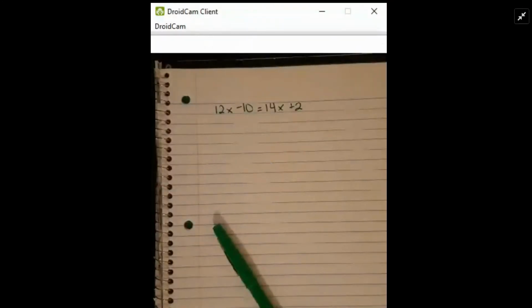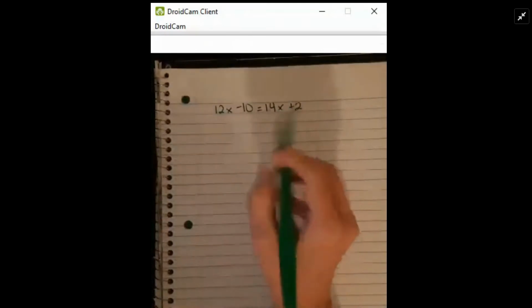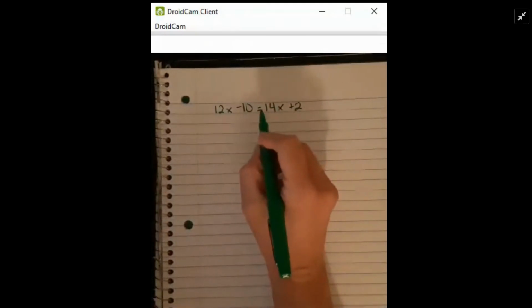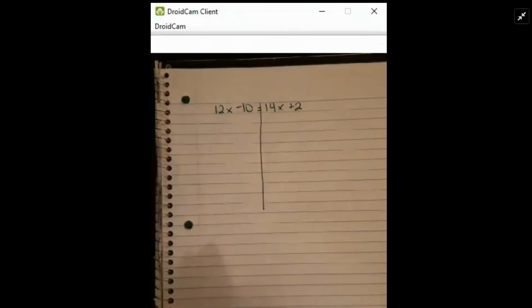Okay, so I'm going to help you solve this equation. Now, what makes this equation kind of hard is you have x's on both sides of the equation. So I'm going to draw a line down the middle where the equal sign is, just so we can see both sides of the equation easily. So we have one side of the equation, other side of the equation.